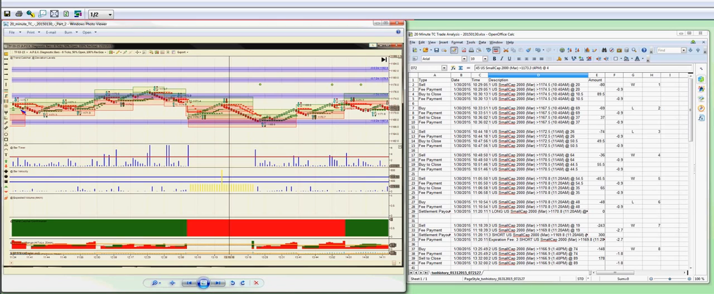Okay, so the next trade, I'm guessing he went for lunch here because he didn't take any trades in here. So it was over lunchtime. So not a real good time to be in the trades.